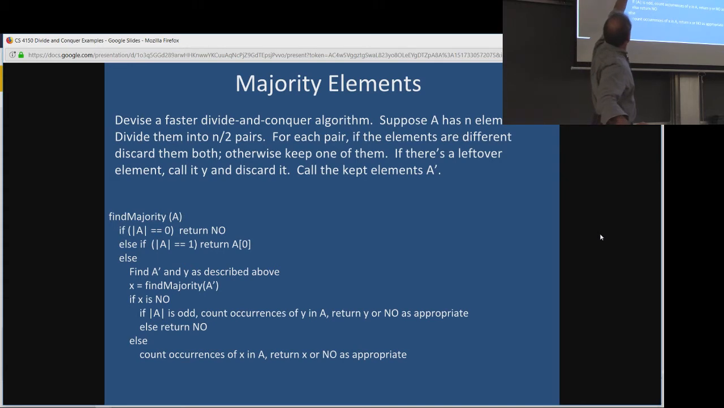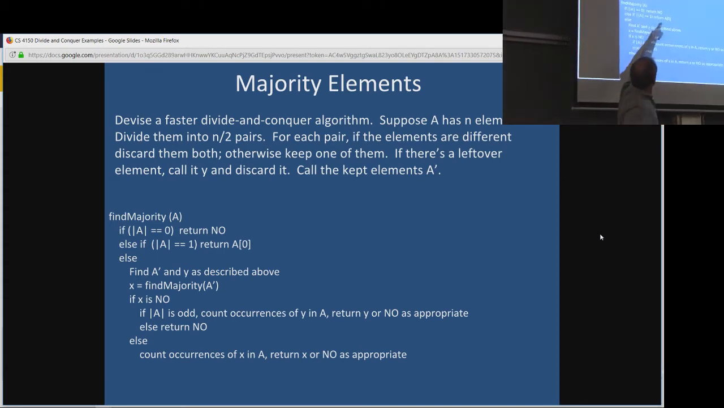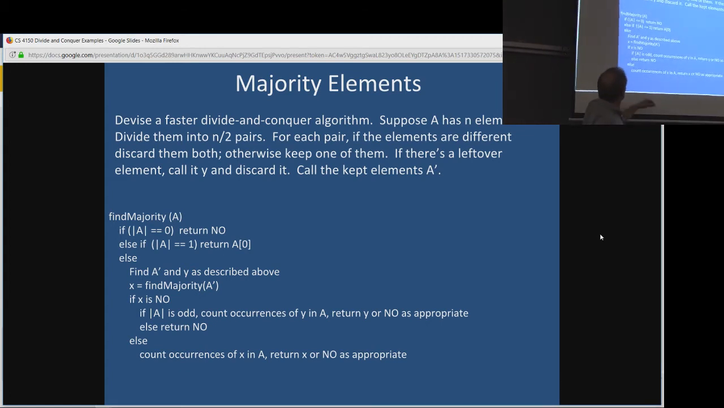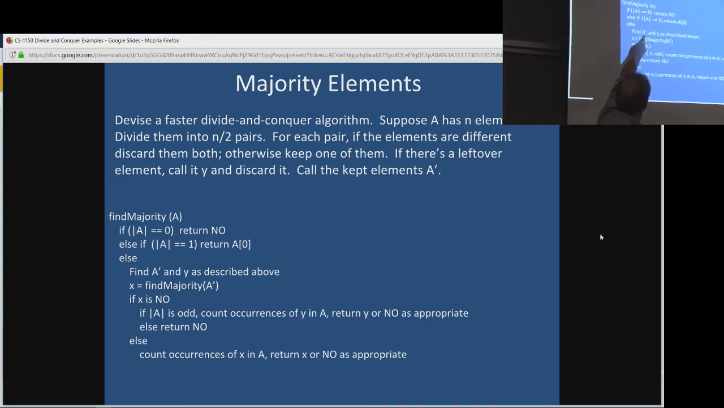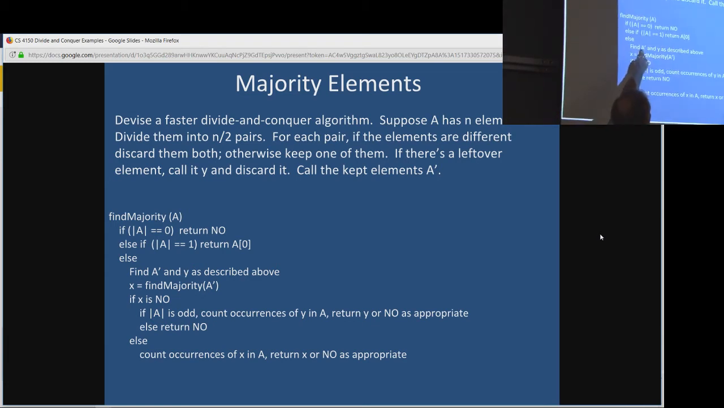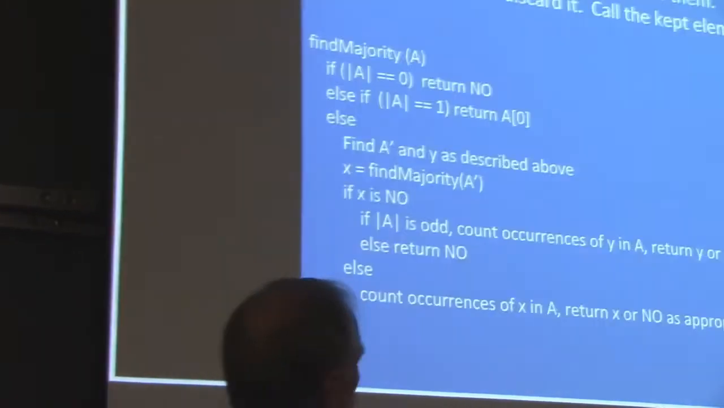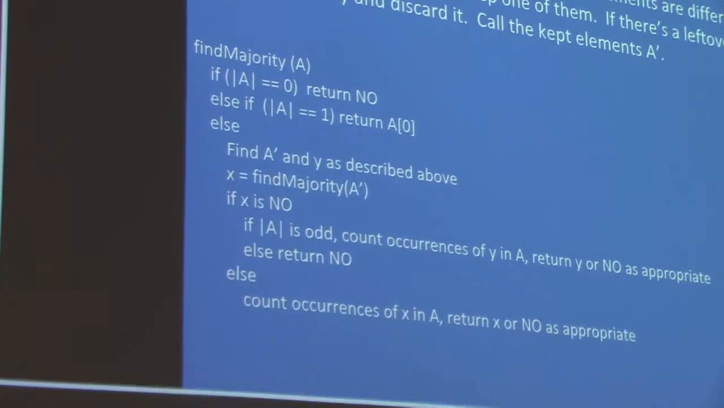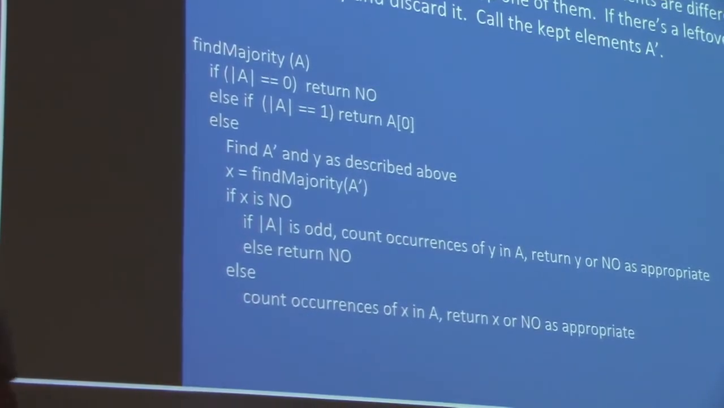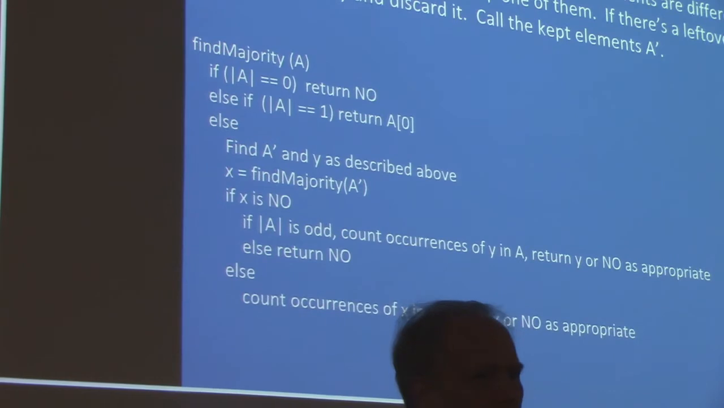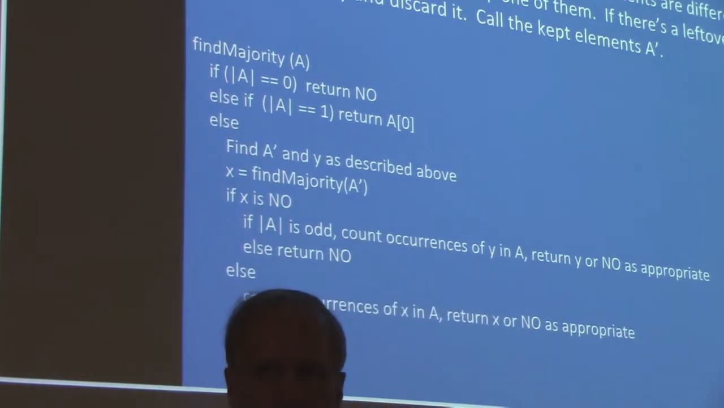Again, if the list is empty, you return no. Else, if it's length 1, you return a sub 0, just like before. Otherwise, you do the pairing like we talked about. So you find that A prime like we talked about, and we'll let y be the leftover one. You find the majority element of A prime with the recursive call, and then there are various combinations: either there's a leftover element or not, and there's a number returned by the recursive call or no is returned. So there are all these cases to consider. But they all involve counting and a pass through the array.